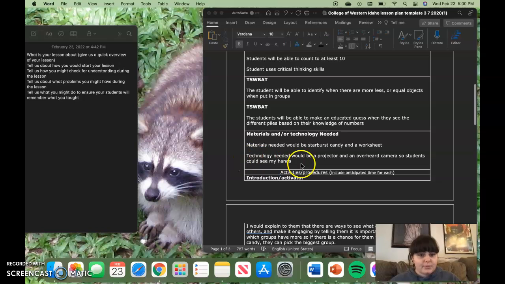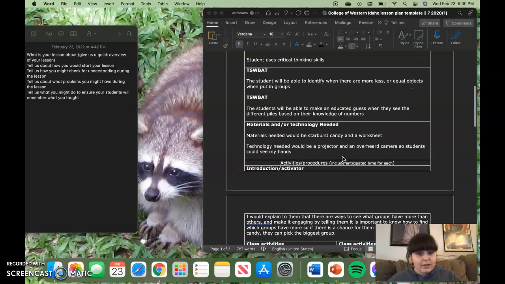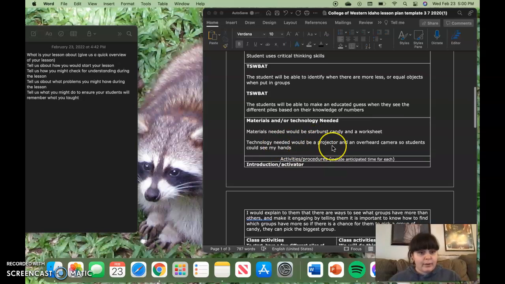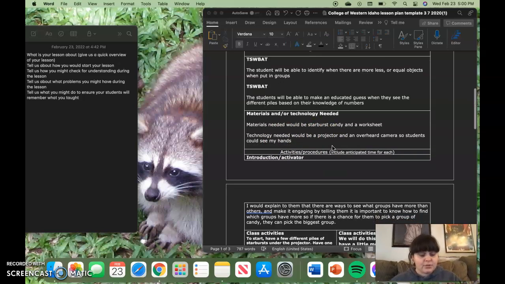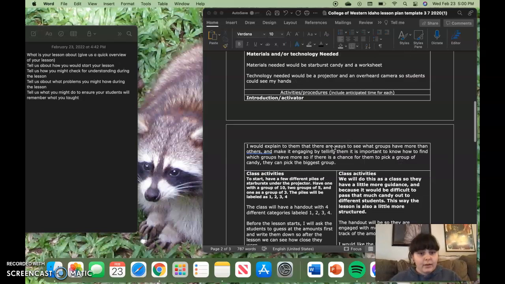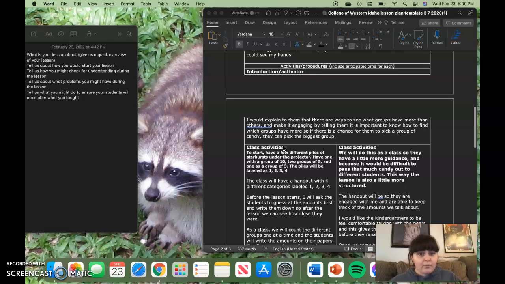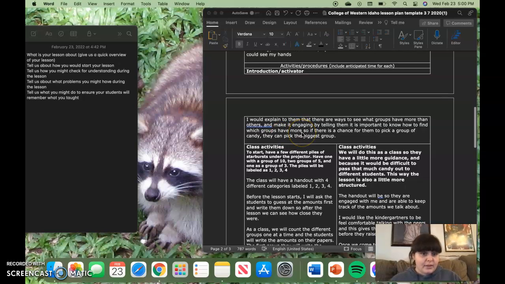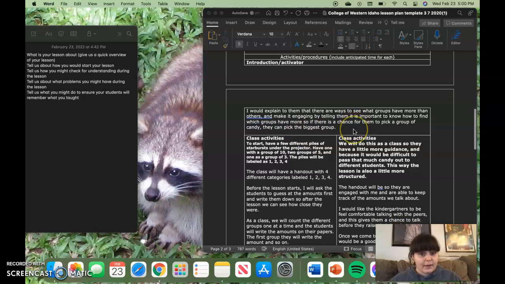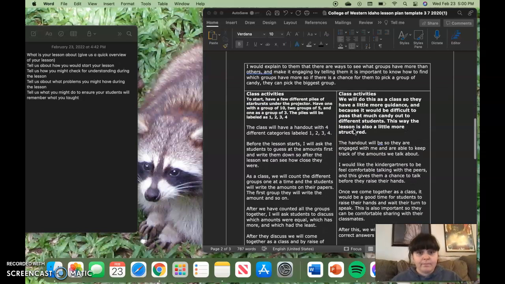Materials needed for this would be Starburst candies and the paper worksheet that goes along with it. The technology needed would be a projector or overhead camera so students can see what I'm looking at. For the introduction, I would explain to them that there are ways to see groups that have more than others, and make it engaging by telling them it is important to know how to find which groups have more. So if there's a chance for them to pick a bigger group of candy, they can.